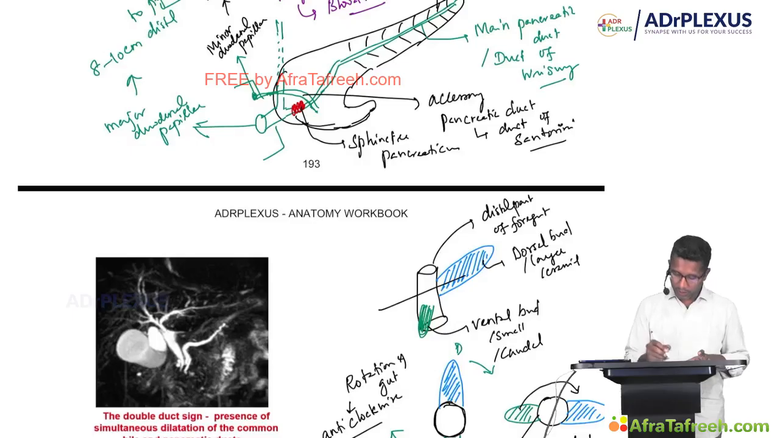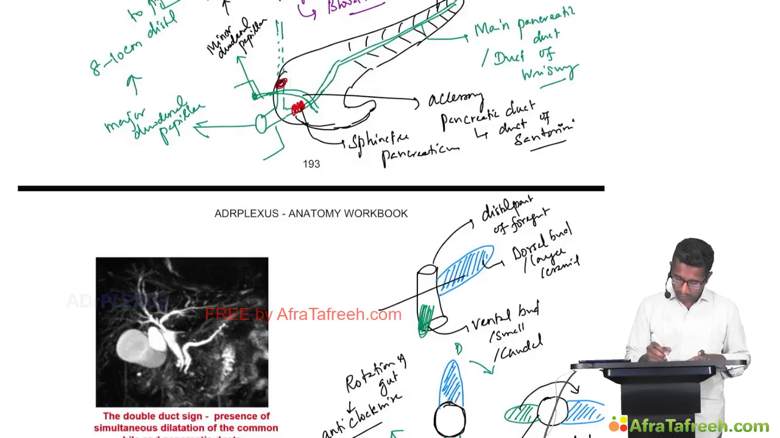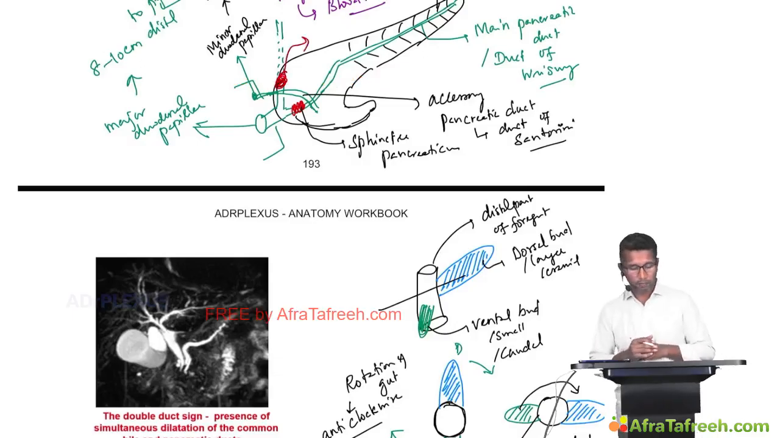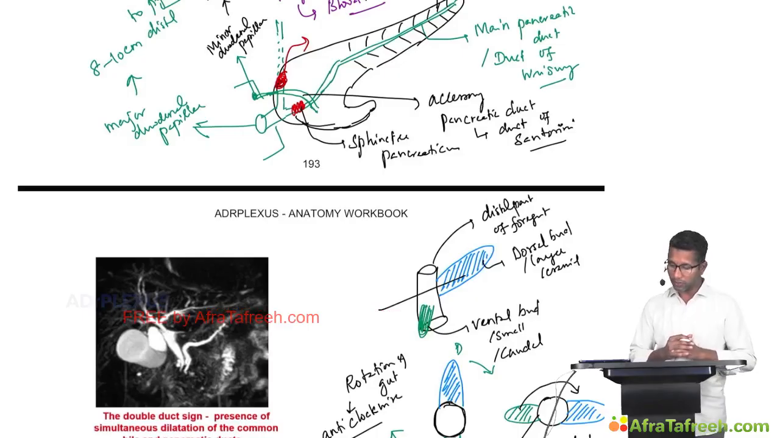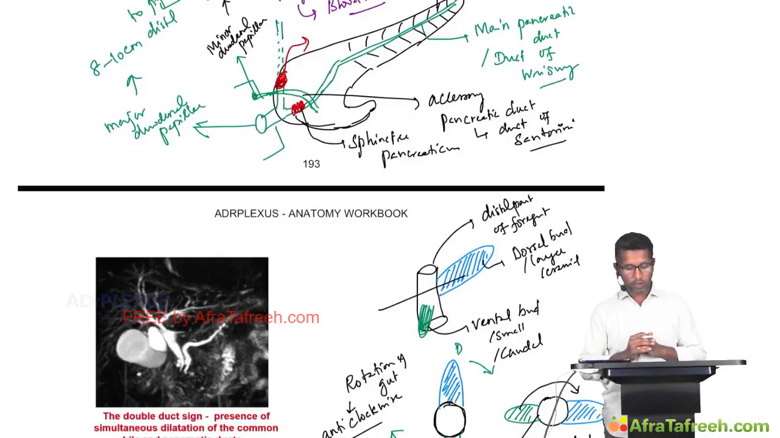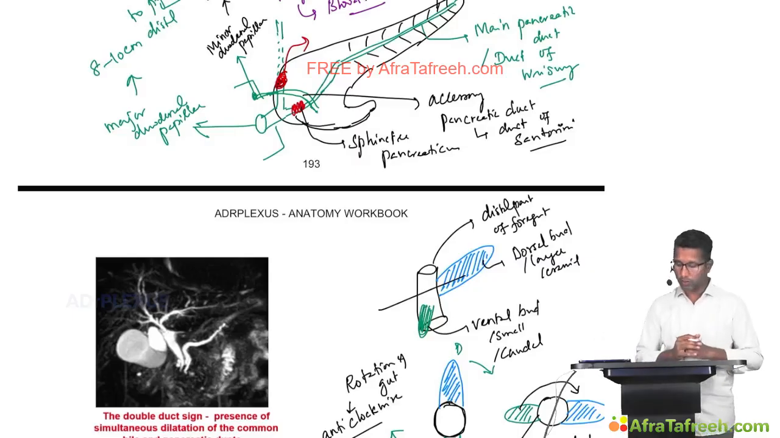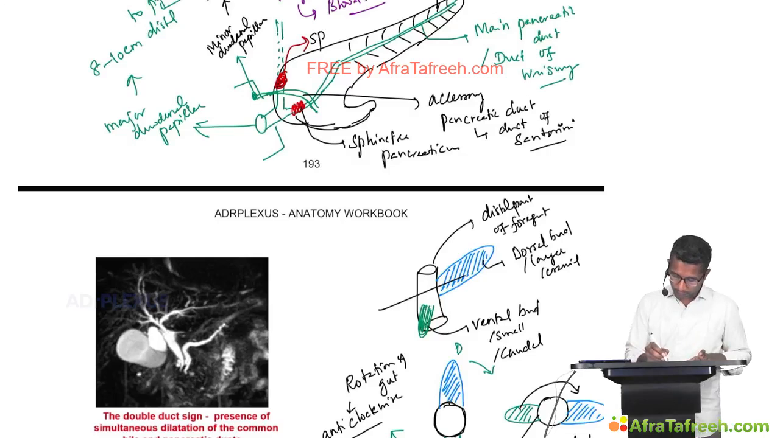And the sphincter seen on the distal part of the bile duct, what is it called? Yesterday we saw about this sphincter. That is called the sphincter choledochus. Very good.